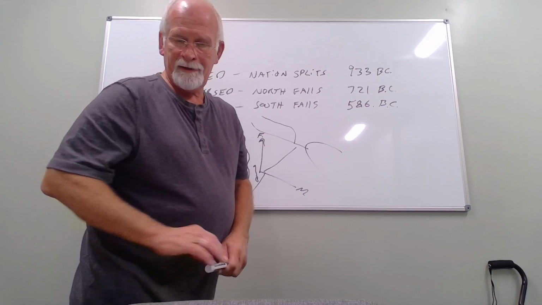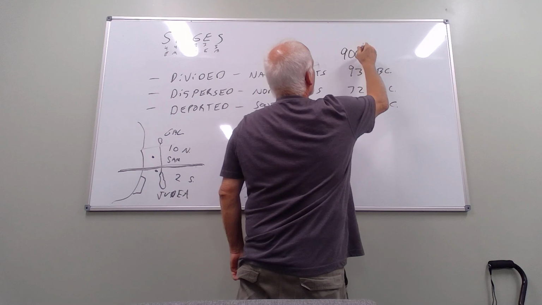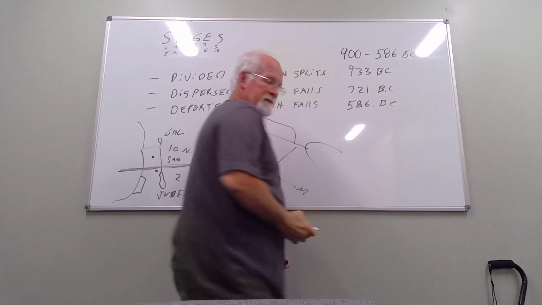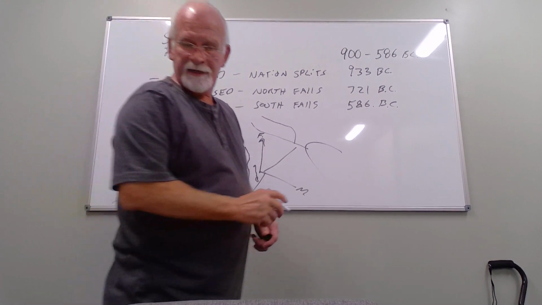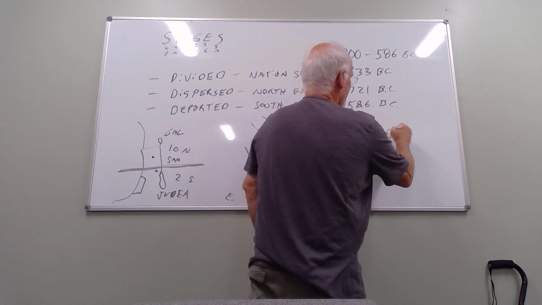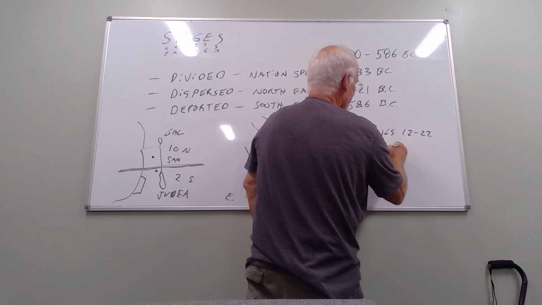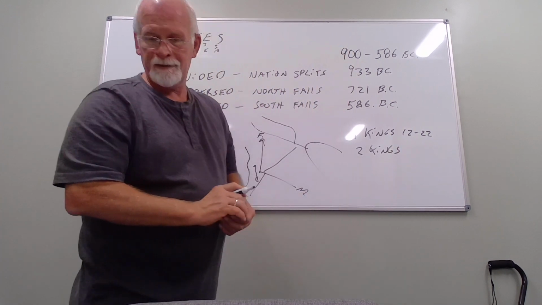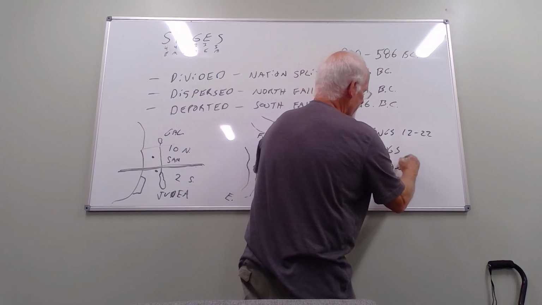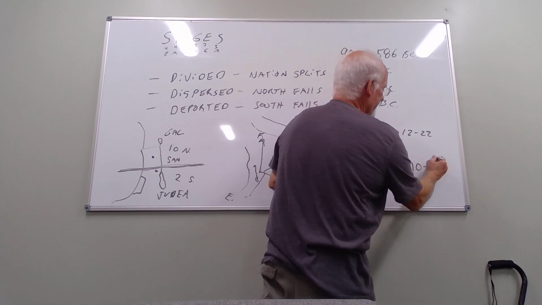This time period is about 900 to 586. That's the time period. If you want to know where to find it, it would be 1 Kings 12 to 22, all of 2 Kings, and then 2 Chronicles 10 to 36.